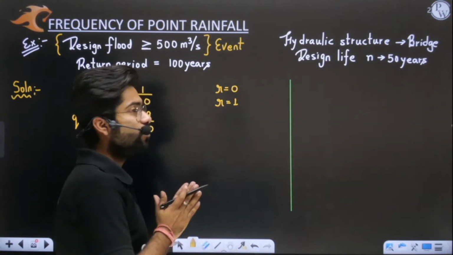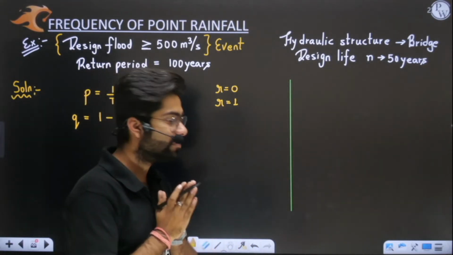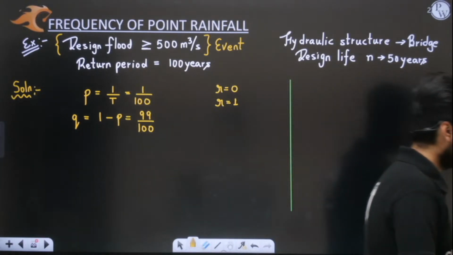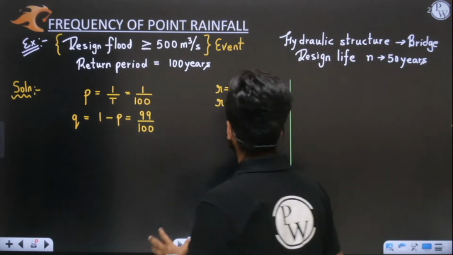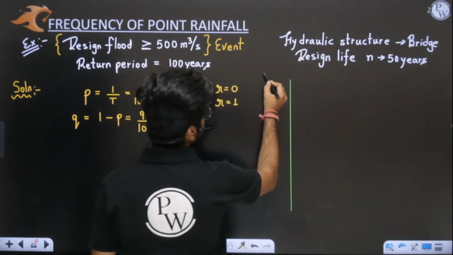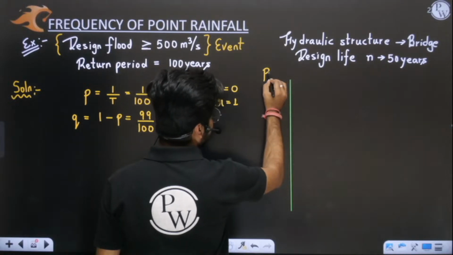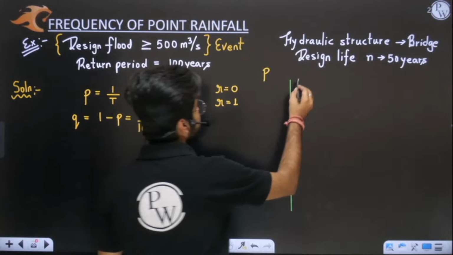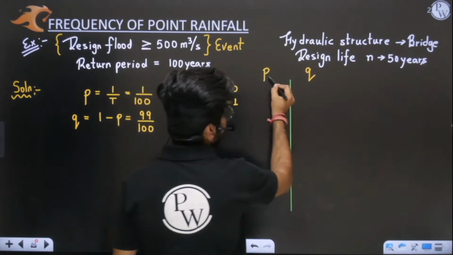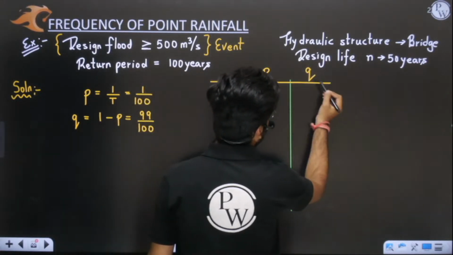See, we have total 50 years. How many years we have? Sir, we have total 50 years. I hope this is very, very clear to you. So now in 50 years, sir, now in 50 years, what will happen? Sir, out of 50 years, this flood can occur 0 times. And wait a second, I will write P here and I will write Q in the second column.